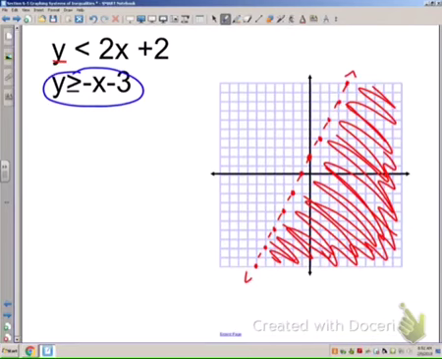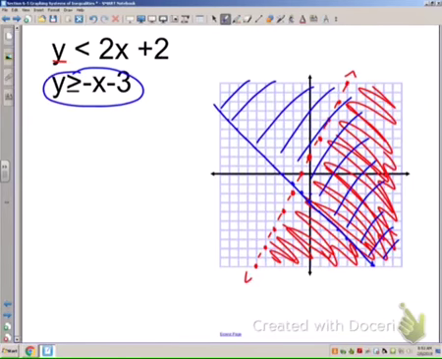-3, 1, 2, 3, and my slope is -1 over 1. And do I want to do a dashed or a solid line this time? Hopefully you answered a solid line. I do want a solid line because we can include the points on the line, because it says we want the y's that are equal to negative x minus 3, or greater than. So if I'm looking here, what value of y is bigger than that? Well, it would be the one above it. So we're going to shade everything above this line.